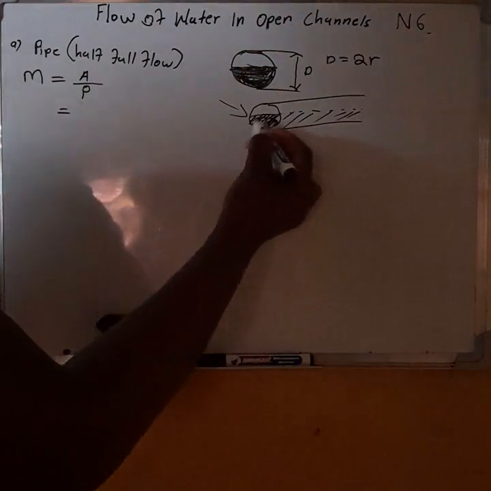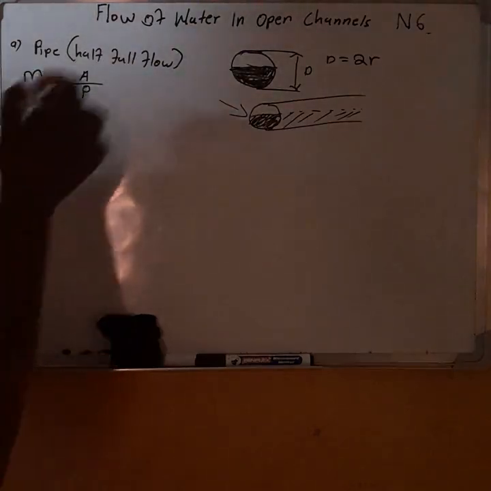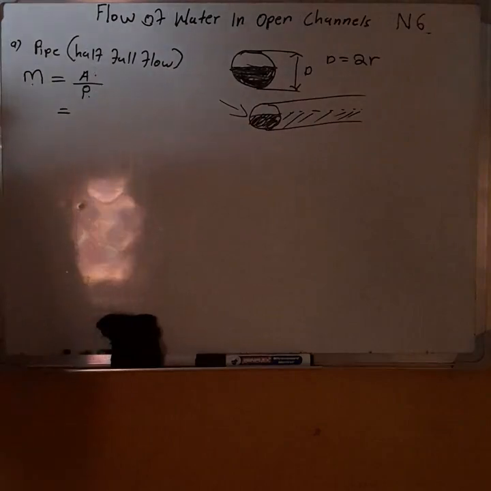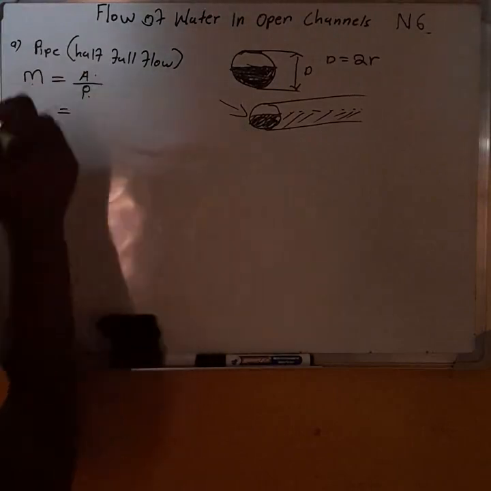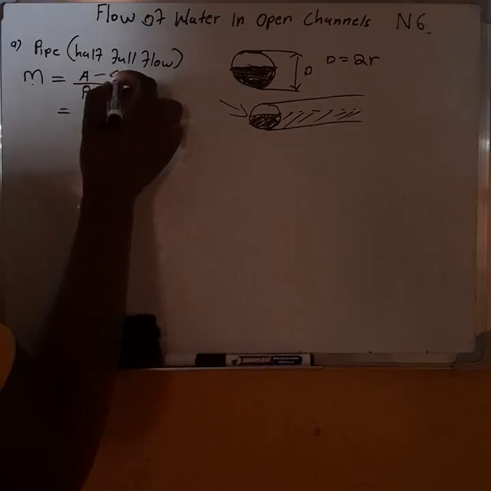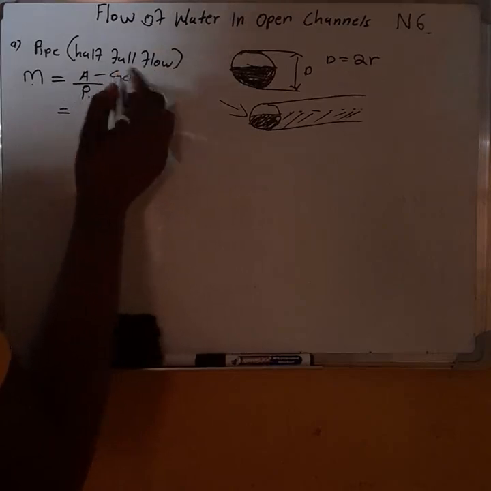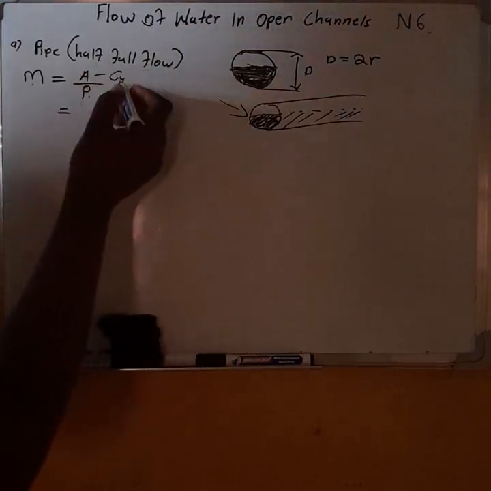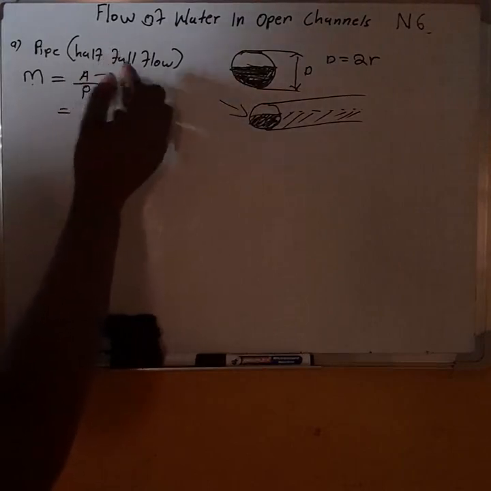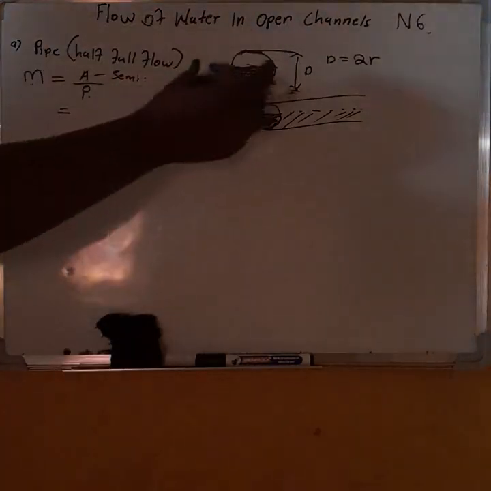This is the front view. This is the water, right? So we know hydraulic mean depth is equal to area over perimeter, the wetted perimeter. Okay, area. Remember, area of the circle. But now it's not the same, because it is half. It is half the water.